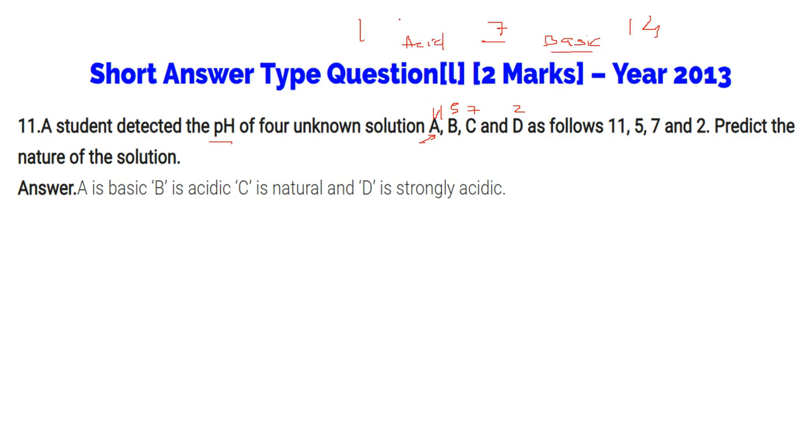So A has 11, so it is basic, and you can see that this 5 lies here, so it is acidic. This 7 lies here, so 7 is neutral. And D, because it is 2, it is here, so that is acidic.